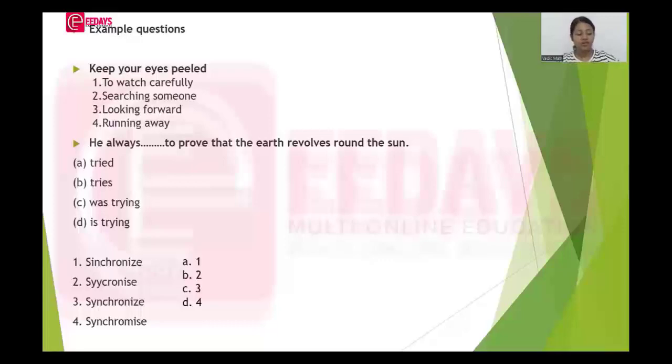Then coming to the fourth part. Here we have four words, and out of them we have to figure out which holds the correct spelling. The correct spelling is synchronize. Yes, everything can be pronounced as synchronize. But what is the actual spelling for it?